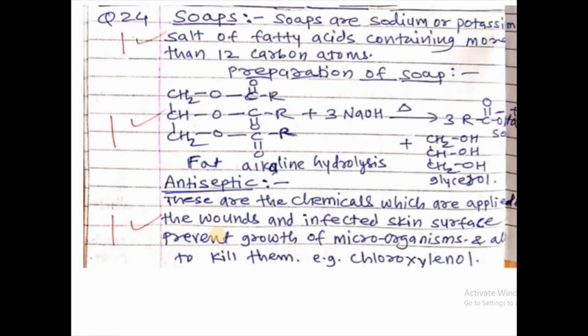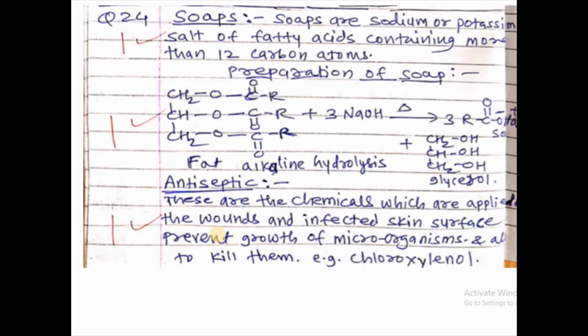Question number 24. What are soaps? How are soaps prepared? And define antiseptics. Soaps are sodium or potassium salts of higher fatty acids containing more than 12 carbon atoms. And preparation of soap, it is from formation of glycerol, and soap takes place when fats and oils are hydrolyzed by alkalis.